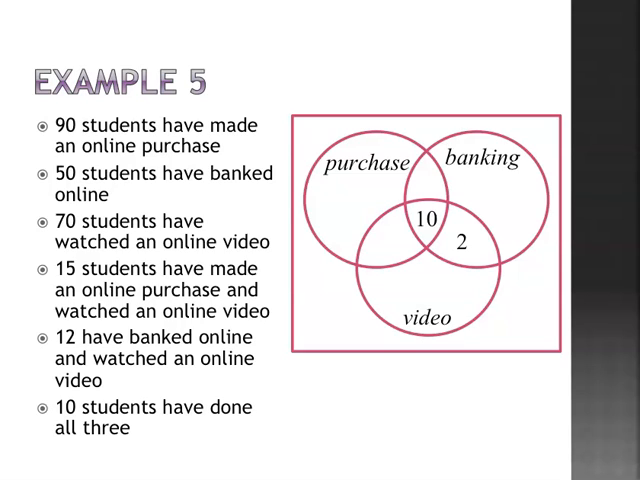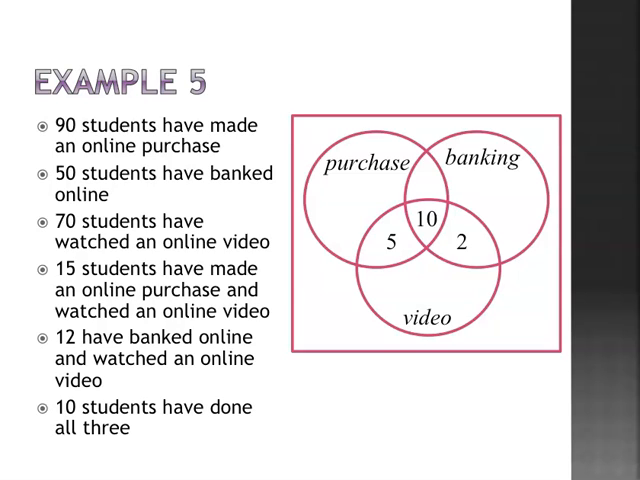Next, we have 15 students that have made an online purchase and watched an online video. So since 10 are already accounted for, there are going to be 5 that have only made an online purchase and watched an online video and have not done the banking. So we'll put the 5 there.